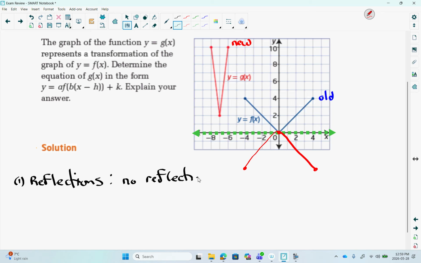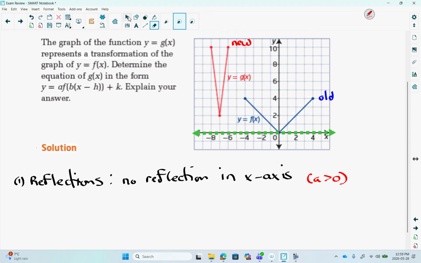Please, Vinny. What does that tell me about my A value? Positive or negative? Go ahead, someone say it. It would be positive. If there was a reflection in the x-axis, A would be a what? Negative. And where can you find that information? On the whiteboard, yes?